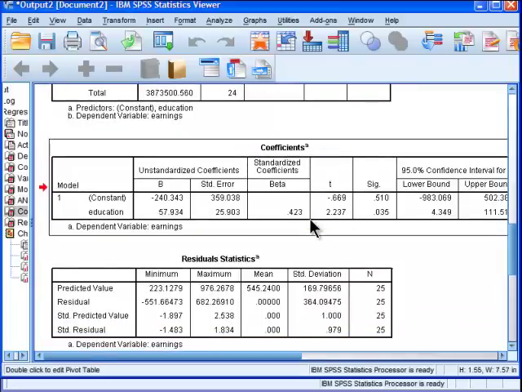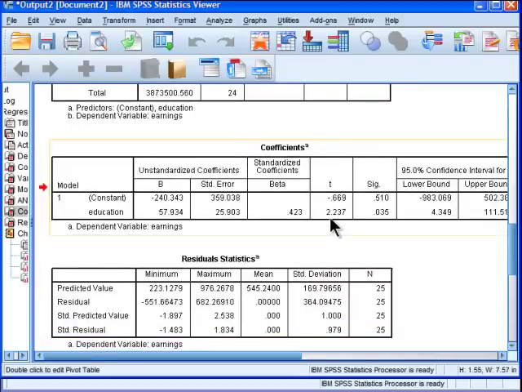We've got the coefficient value here, and this is where the real pertinent elements of the analysis are, particularly if we've already done a correlation analysis and we know there's a correlation. Well, that standardized beta over here, 0.423, is in fact the correlation between education and earnings. It's just repeated. And we have the statistical significance associated with this standardized beta weight based on the t-distribution, which is 0.035.